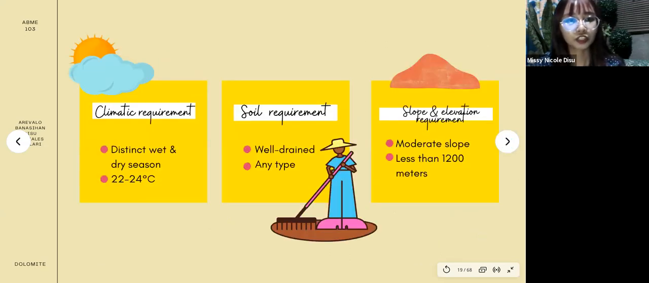The mango trees should be grown in an area with distinct wet and dry season, environmental temperature that ranges from 22 to 34 degrees Celsius, well-drained soil of any type, moderate slope and elevation of not greater than 1,200 meters.